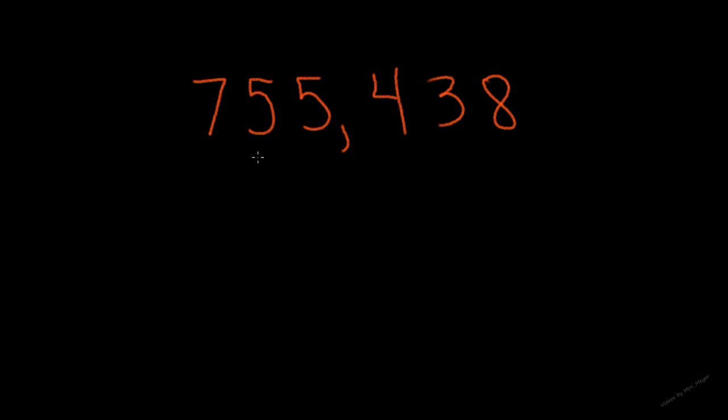Okay, let's look at these two fives. We see this 5 being in the 10,000s place. It has a value of 50,000. 5 10,000s equals 50,000. And this 5 being in the thousands place, it has a value of 5,000.